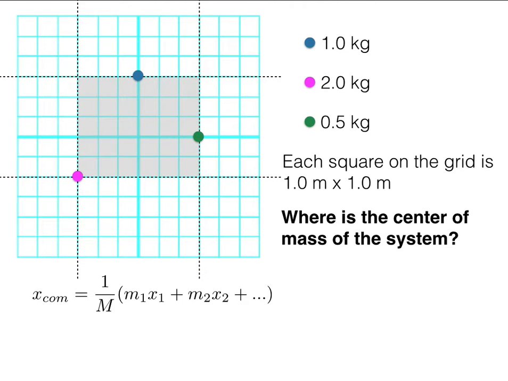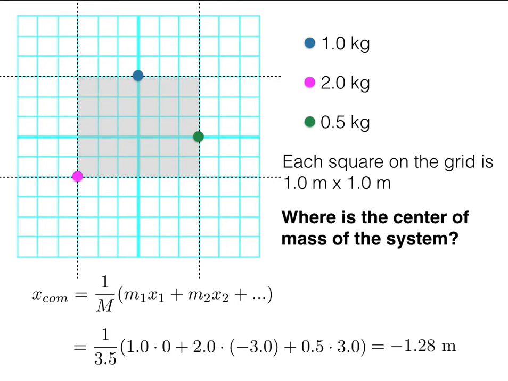Let's begin with the x direction. We're going to plug in the various masses along with the x coordinates of their positions to find the x coordinate of the center of mass. Notice that since the pink dot is to the left of the origin, its x coordinate is negative. That -3 in there is the x coordinate of the pink dot. And it's important to get those signs right in order to get the right final answer. So the x coordinate of the center of mass is -1.28 meters. And so that's right there. So the center of mass is somewhere along that blue dotted line.